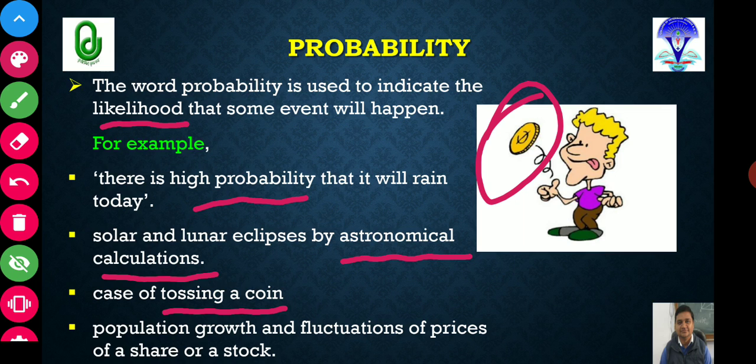Now the population growth and fluctuation of prices of a share or a stock. You might have seen a population watch. What does the population watch indicate? It indicates how population is continuously increasing. How is this watch prepared? It is based on probability calculation. Similarly, the fluctuation of prices of shares, that also we can predict with the help of calculation on probability. So these are certain examples where probability can be very useful.